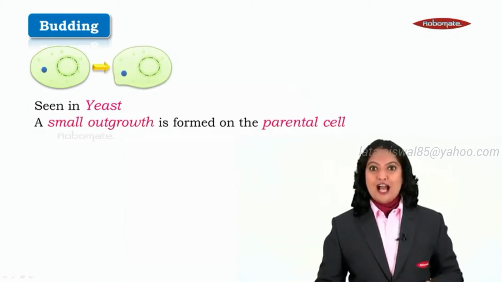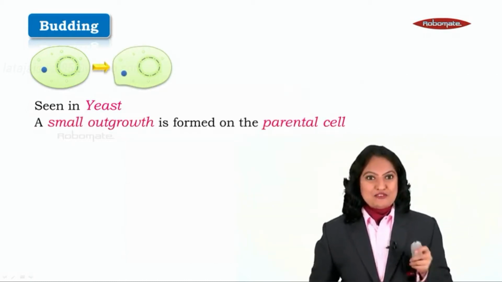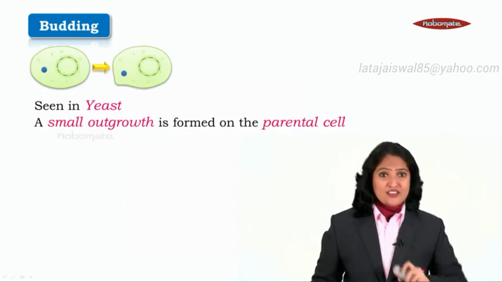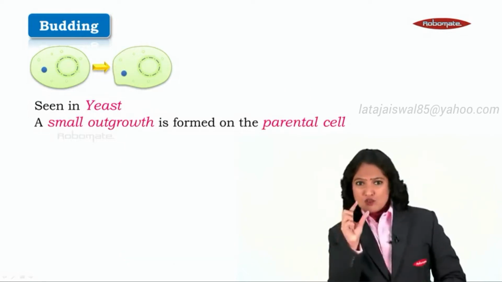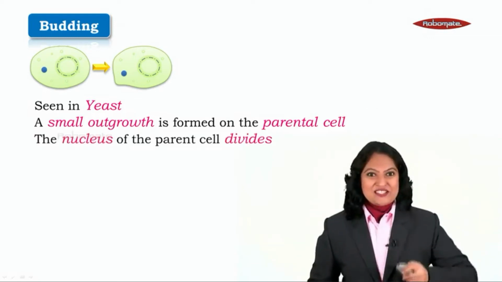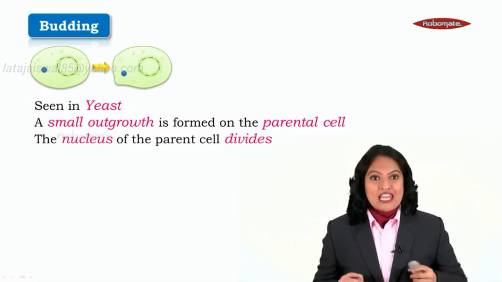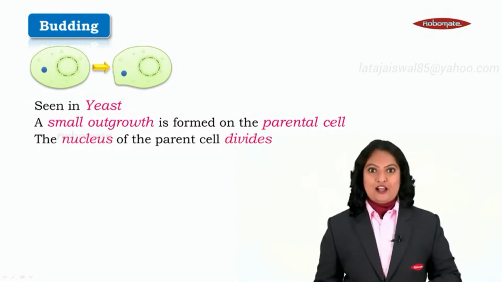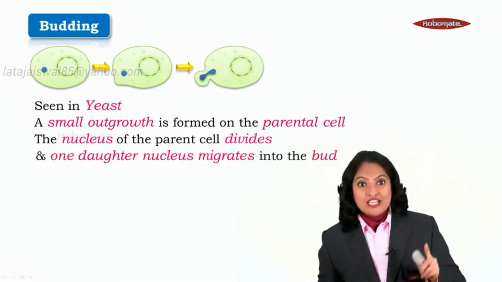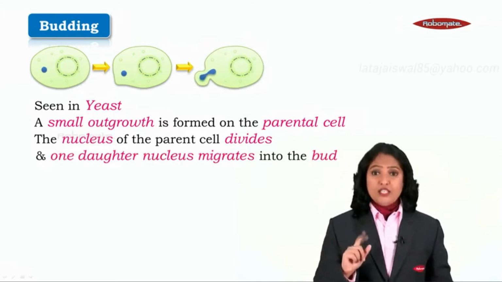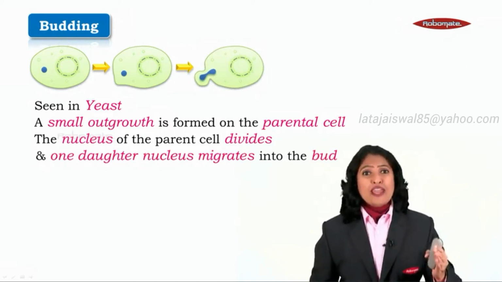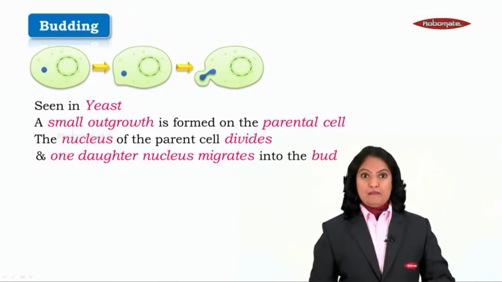What happens? A small outgrowth is formed on the parental cell. On the parental cell, right there in the second diagram, we can see a small outgrowth is coming out. The nucleus of the parent cell now enlarges and divides itself. And one daughter nucleus, one nucleus which is newly produced, starts migrating into the bud.